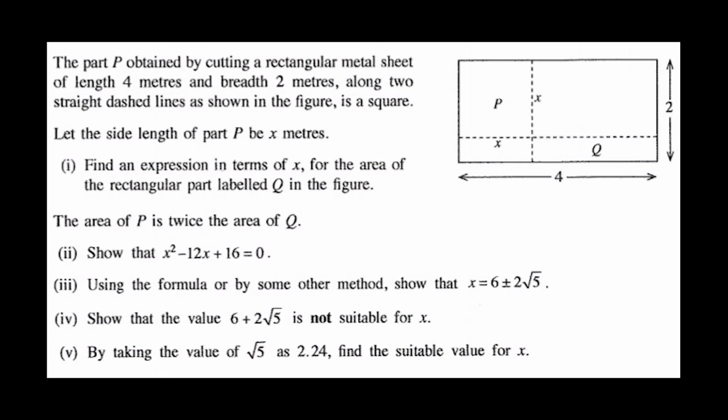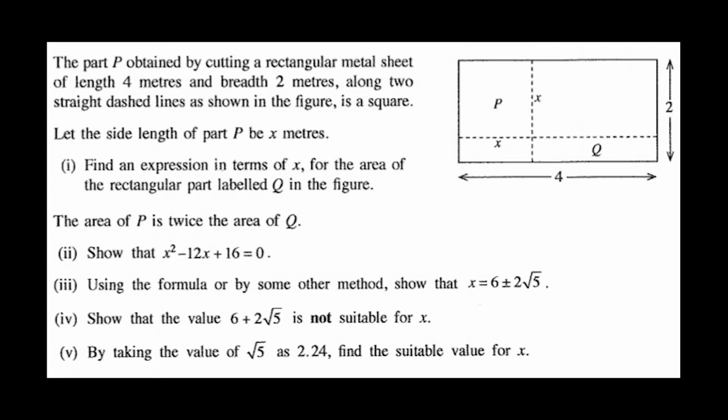For this video I have selected question number 6, which was given in the 2016 O-level past paper. First let us read this question. They have given a rectangle and they have separated this rectangle into 4 parts. The question says the part capital P obtained by cutting a rectangular metal sheet of length 4 meters and width 2 meters along two straight dashed lines as shown in the figure is a square.